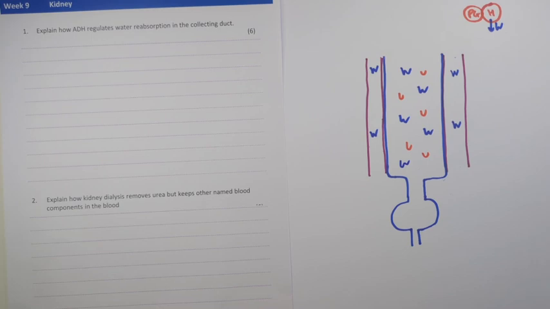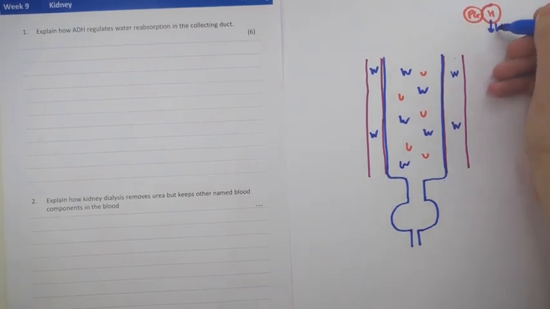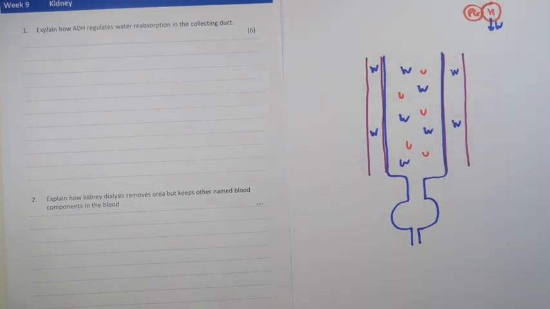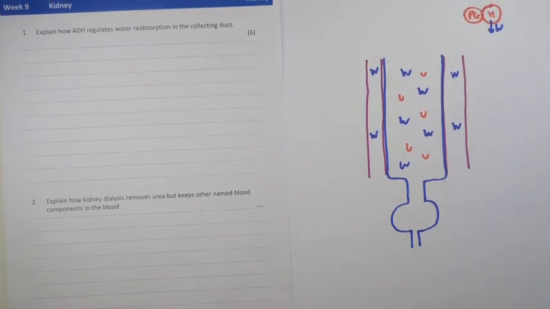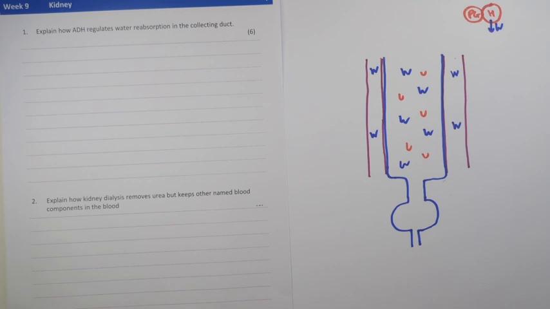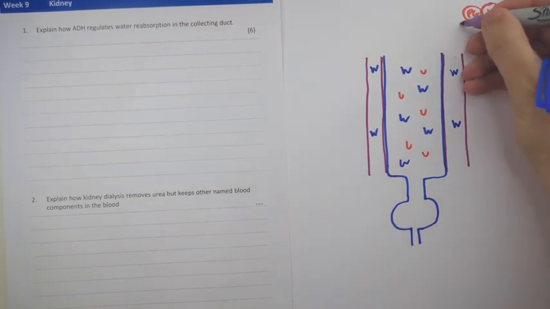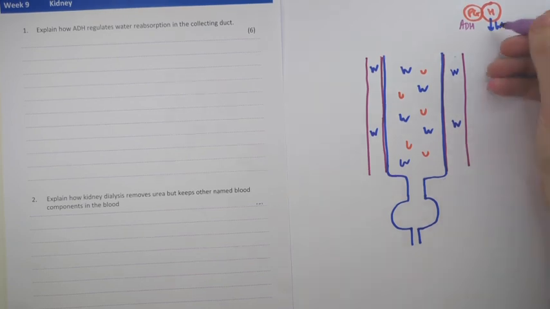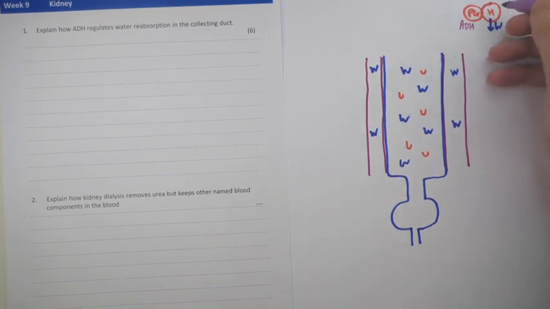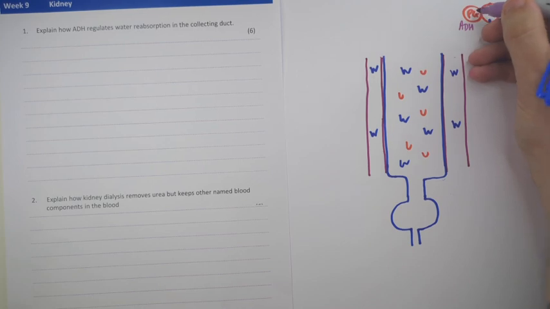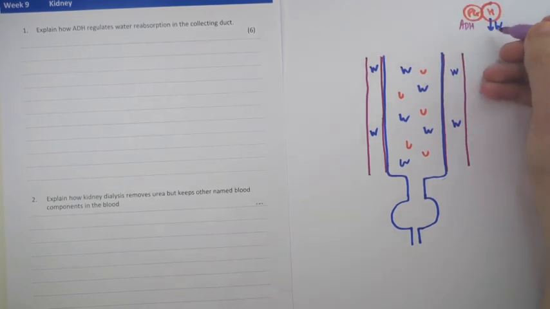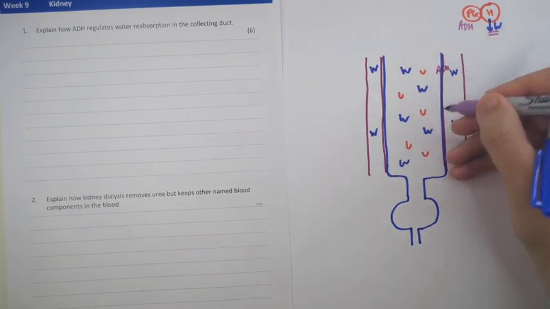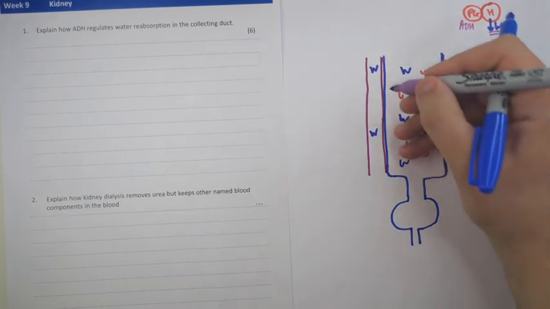So the hypothalamus detects low water. Number one, the hypothalamus detects water levels. The pituitary gland then secretes a hormone called ADH when there are low water levels detected by the hypothalamus. The ADH then binds onto the collecting duct membrane.